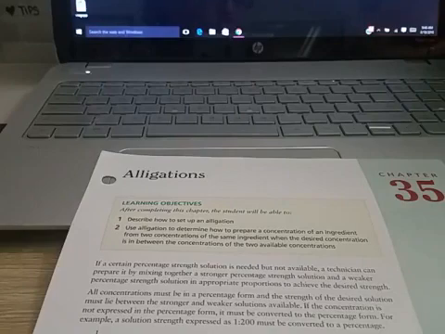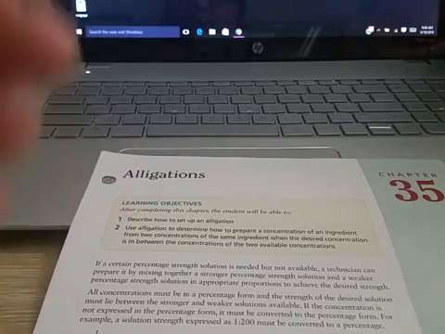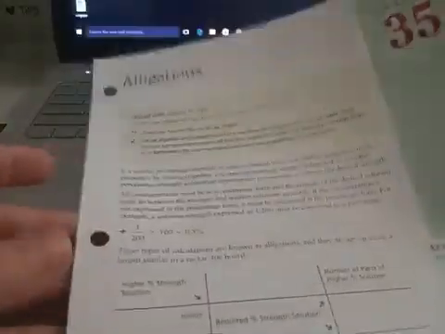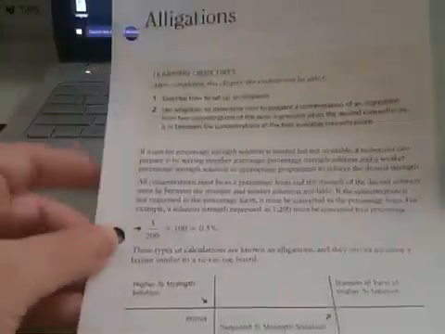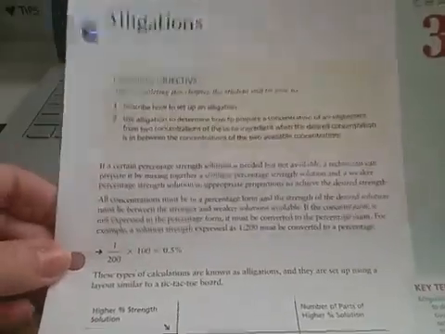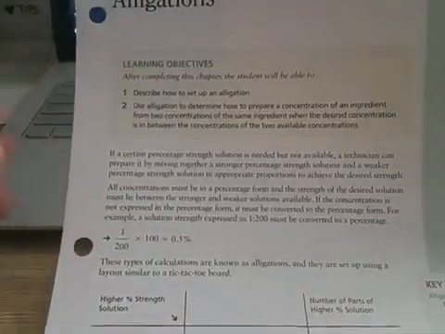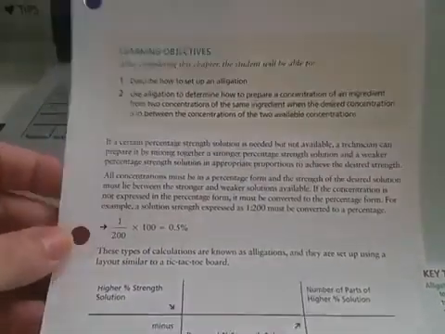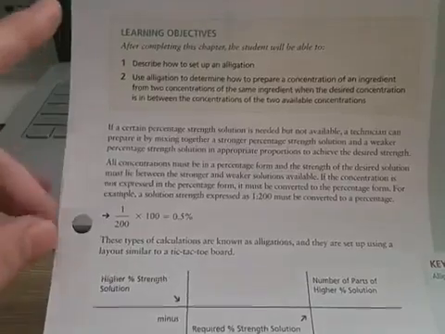So for example, if you need a 40 but you have a 90 and a 5, what do you have to do to get a 40% concentration? That's pretty much what this whole chapter is all about. I did a couple problems and they came out pretty nice and easy. So let me just tell you what I did. Let's start with the introduction.